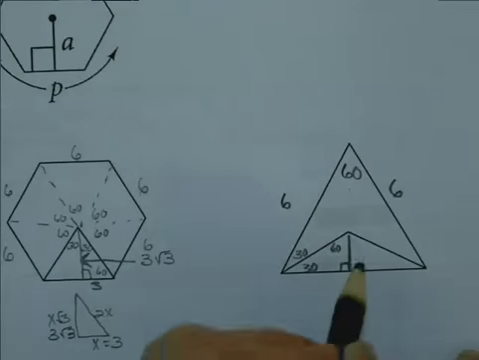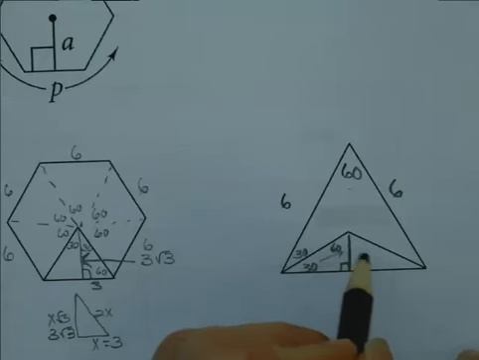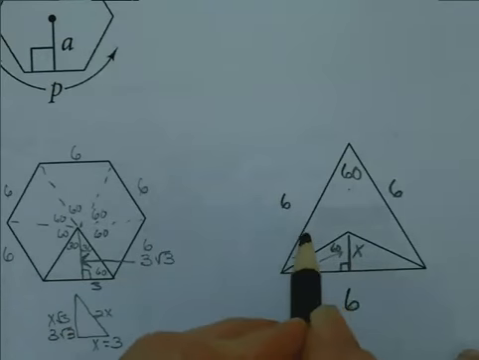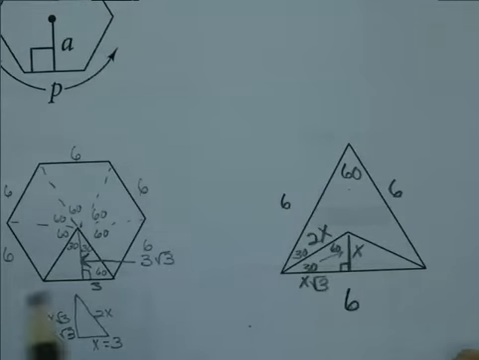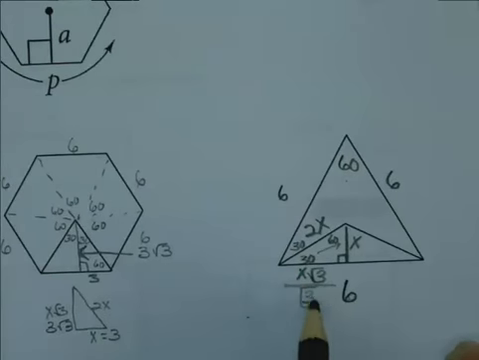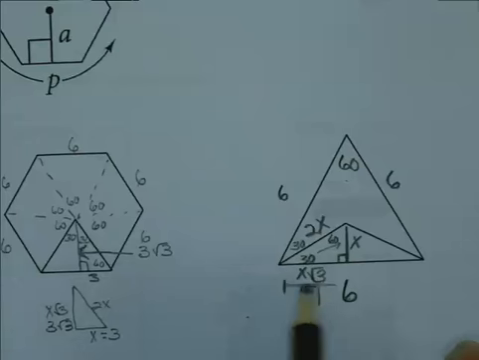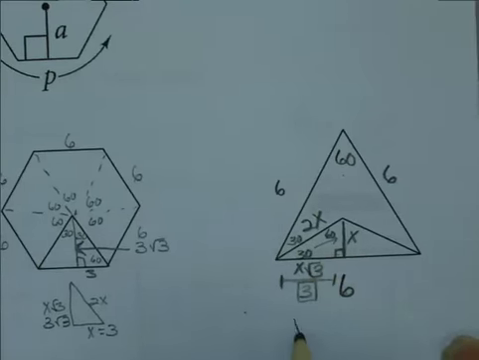Of course, opposite of the 30 is your x. Your hypotenuse is 2x. And this is x square root of 3. Now, if the entire side is 6, then just this portion for this triangle right here is going to be 3. So from here to here, this half of this side is 3. So x square root of 3 equals 3.